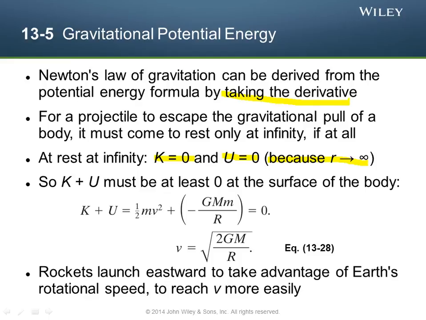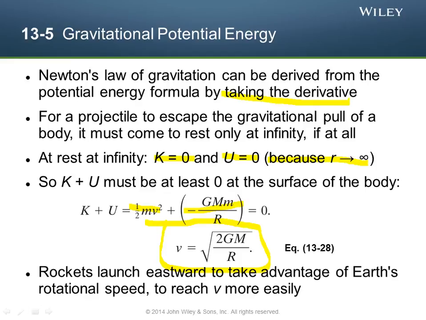And so we do a little math and solve for v, knowing K is our 1/2 mv squared and U is negative G M m over r. We get that the escape velocity on any planet is going to equal the square root of 2 times big G times the mass of that planet divided by the radius of the planet.